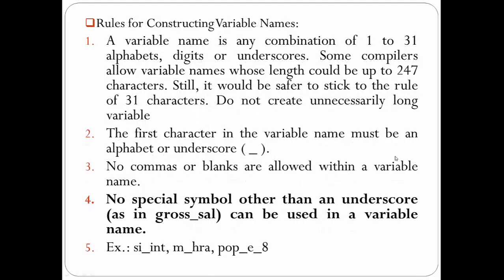The fourth rule is no special symbol other than an underscore can be used in a variable name. So this is an example where we are using an underscore in the variable name. Let's say I am creating a variable for storing the gross salary. So this can be the variable name, that is gross underscore sal, which is a valid variable name.